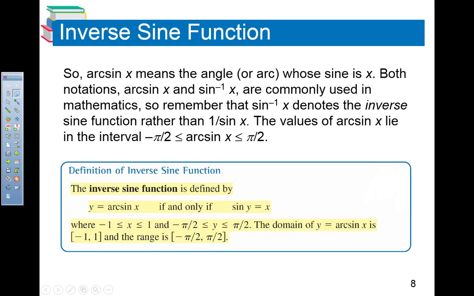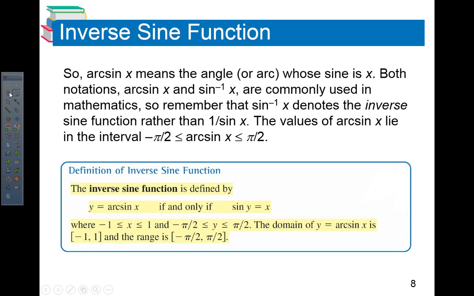So here's some stuff that you should know. I wouldn't write this down yet because the last slide has a summary of inverse sine, inverse cosine, inverse tangent. So don't worry about this yet.